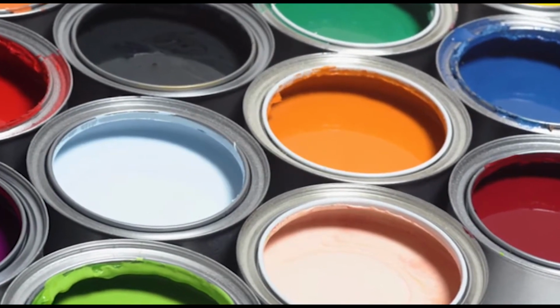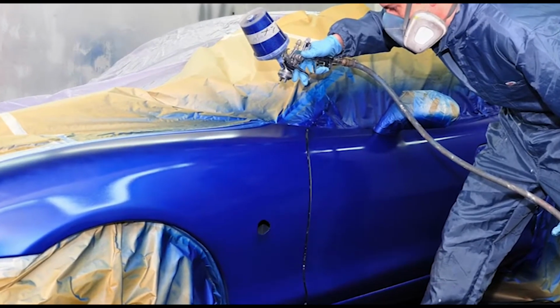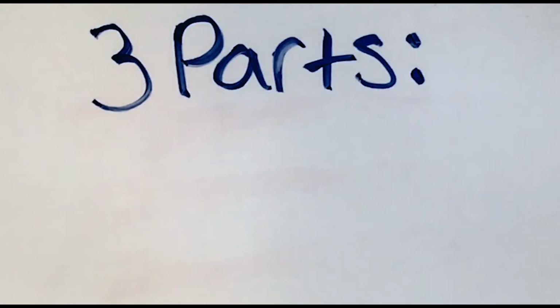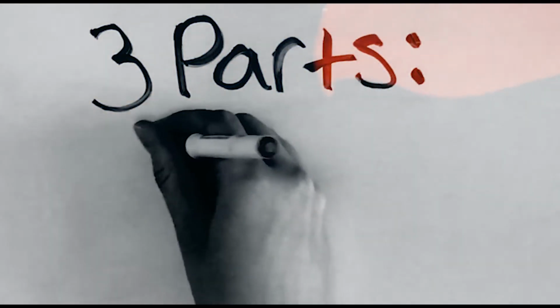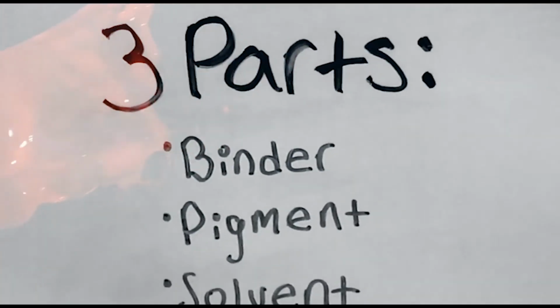So, what is paint? It can be defined as a colored substance that is spread over a surface and dries to leave a thin, decorative, or protective coating. Paint consists of three basic parts: the binder, the pigment, and the solvent.